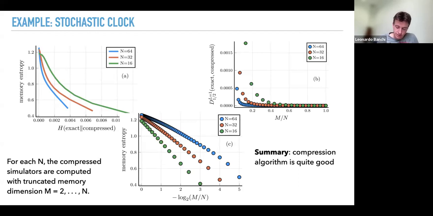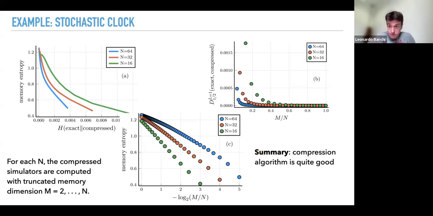And here I also computed what happens for each n. So for each n, I studied the compressed simulator by truncating the memory, where n is the initial memory dimension, and going to numbers which are as small as n. And you see here that all this decay is pretty close to 0. So the error that you make with this truncation, as long as you don't truncate too much, is not too high.